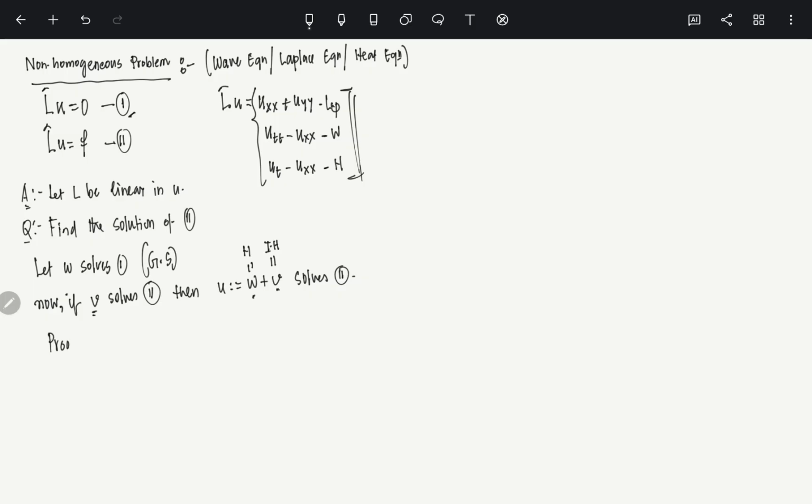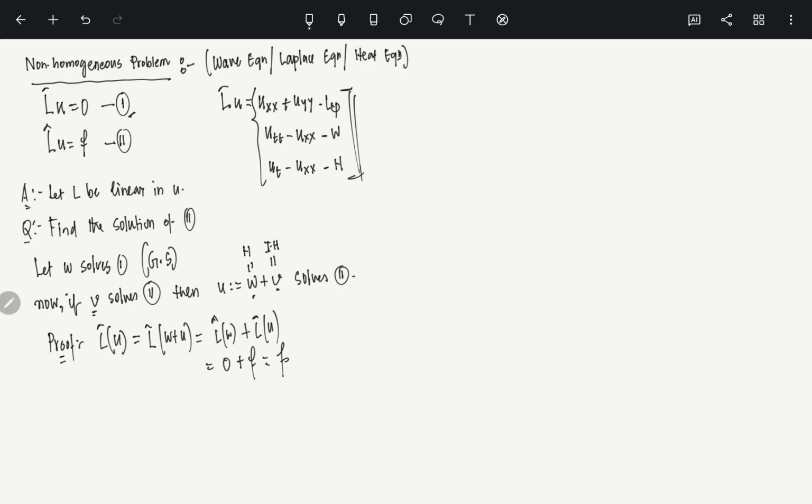The proof is very easy. We are not going to do it explicitly, but there is nothing much to do here. L cap of u, where L cap is linear, is L cap of w plus v, which is nothing but L cap of w plus L cap of v. Now L cap of w is 0 because w solves the homogeneous problem, and L cap of v is f. So this is essentially f. So you see, this solves the problem.